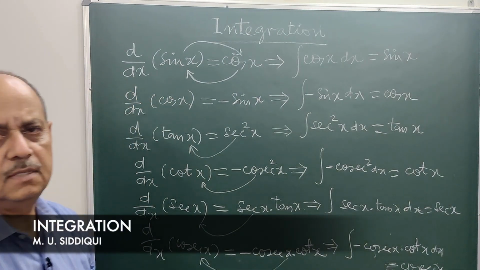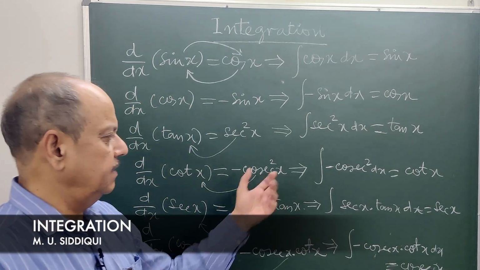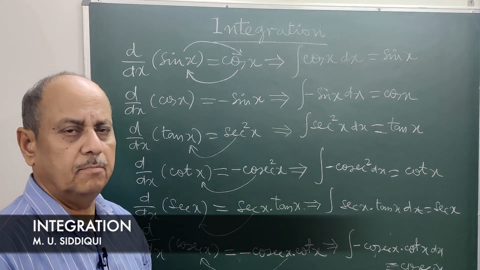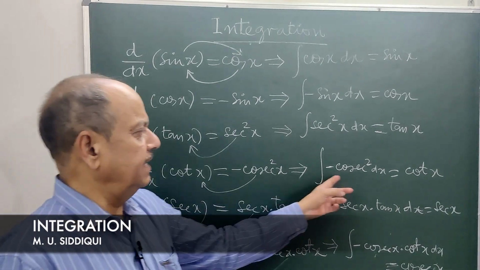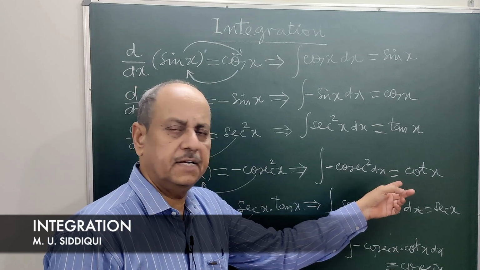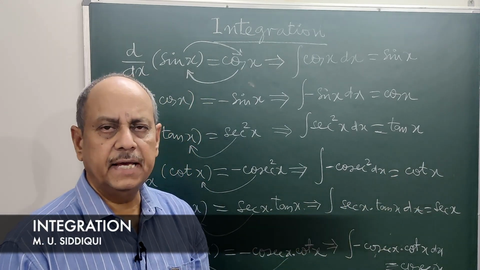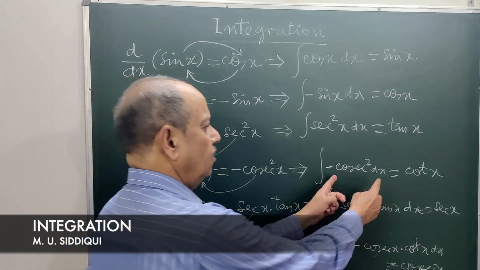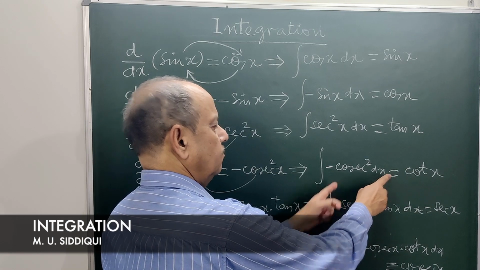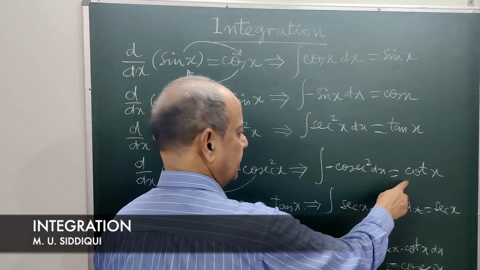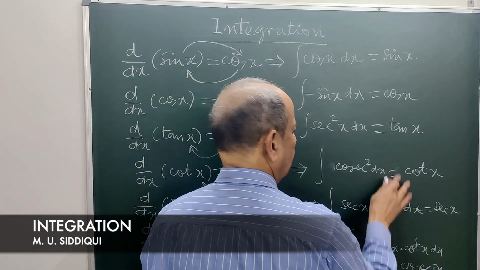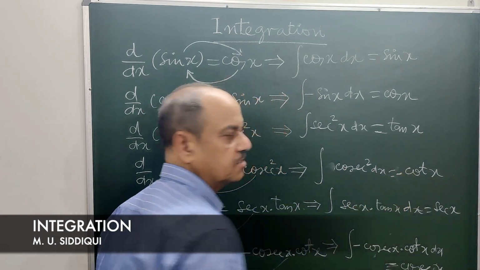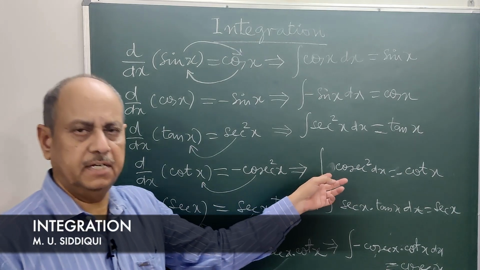And now a little more amendment in the form of writing them. Here we are saying the integral of minus cosec square x is equal to cot x. The same thing can be written as the integral of cosec square x will be equal to, this negative sign goes to the other side, and now you can write this will be equal to minus cot x. The same thing can be restated in this form.